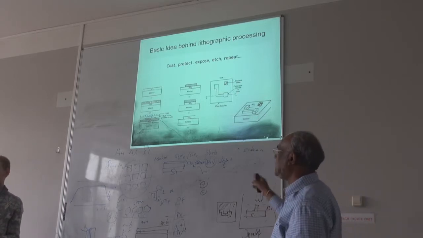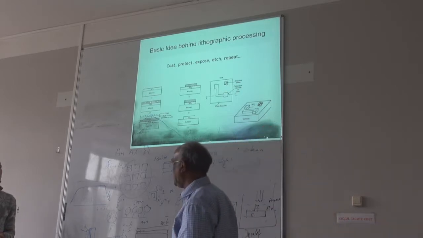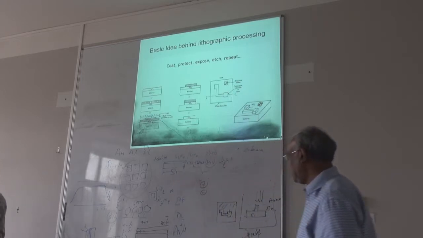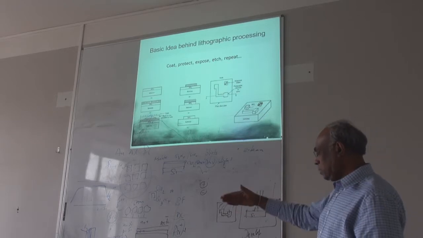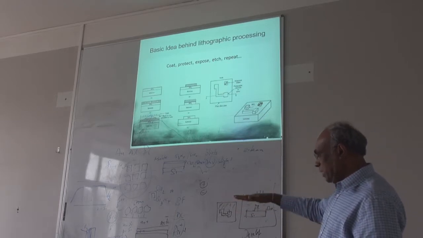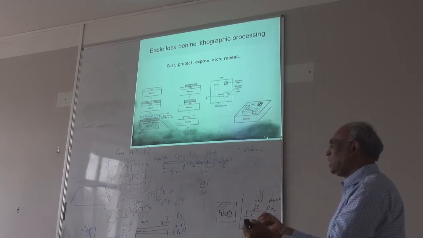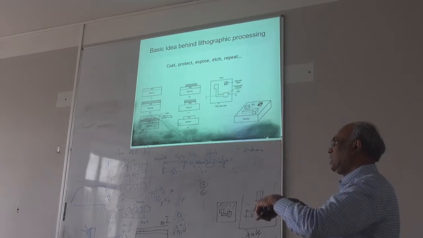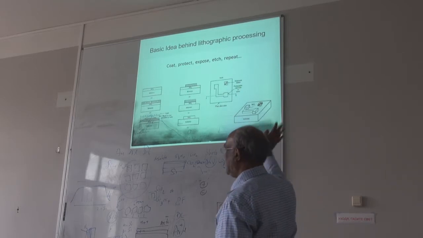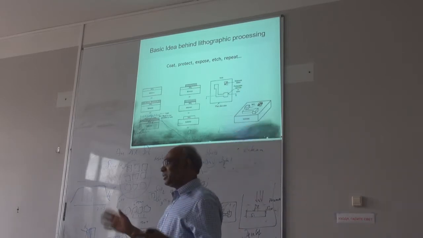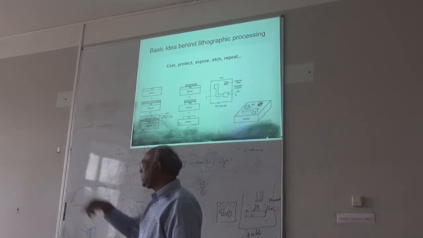But this example is for negative photoresist, so I'll show you for the positive photoresist. There are these steps: first oxidation, then you deposit your polymer, then mask, then expose, then develop, then you etch, and finally remove the top polymer. Then you have the mask. This is very simple. Is that clear for everybody?